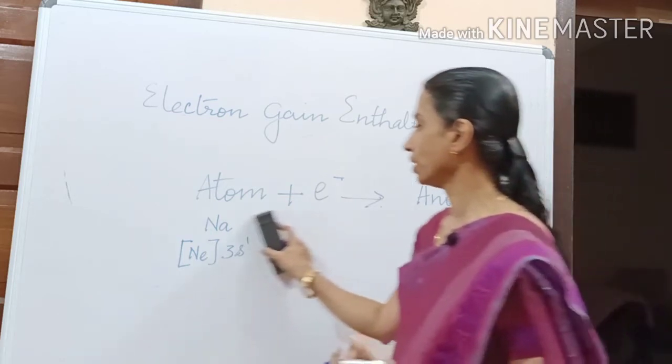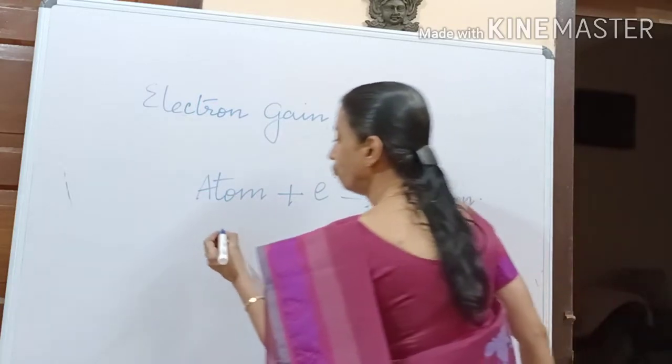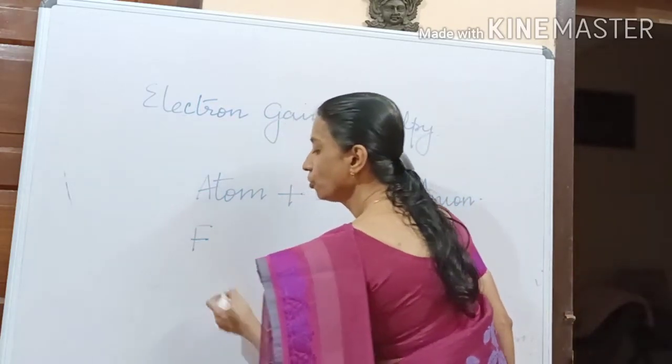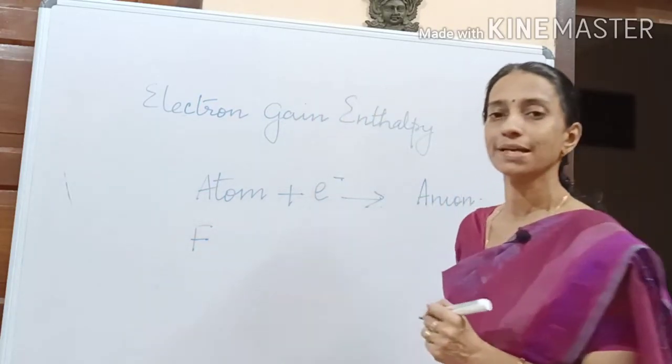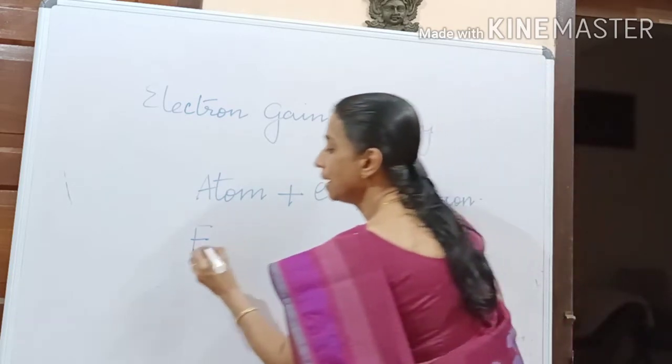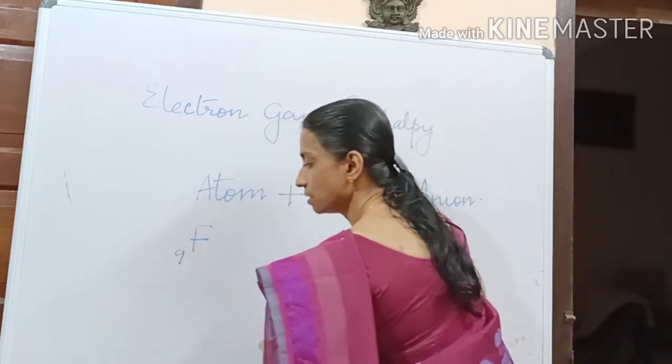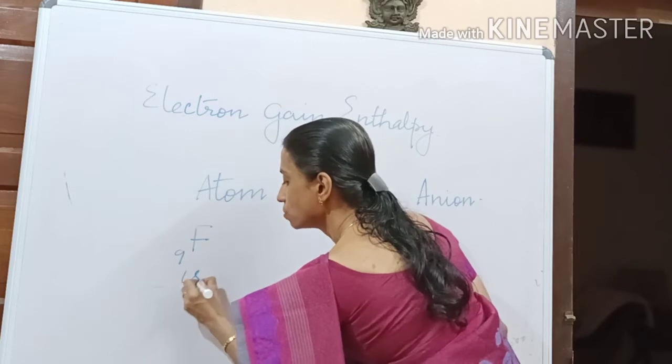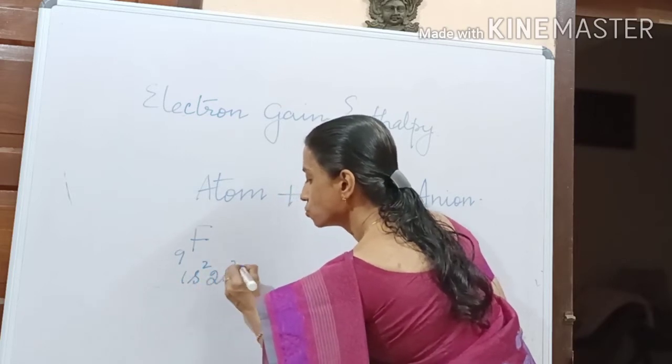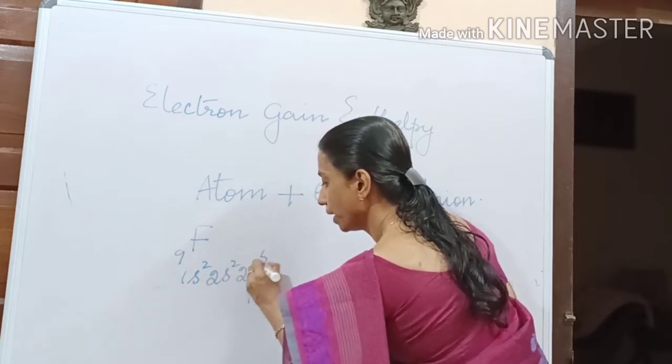Now take the case with fluorine. Fluorine, you know, it belongs to group 17. Fluorine is an atom with the atomic number 9. So what will be the configuration? It is 1s2, 2s2, 2p5.